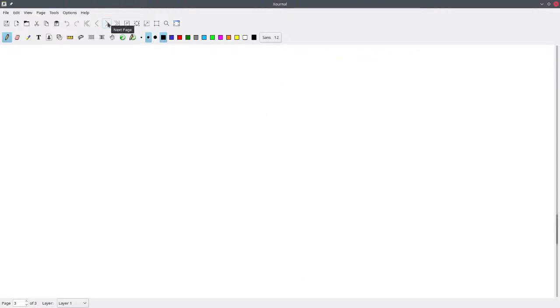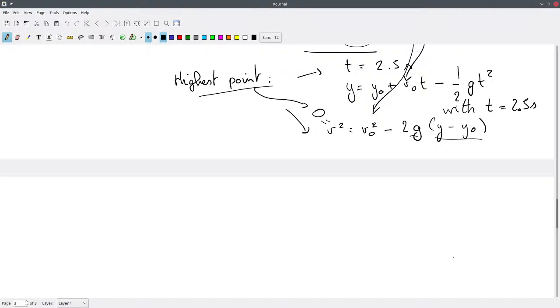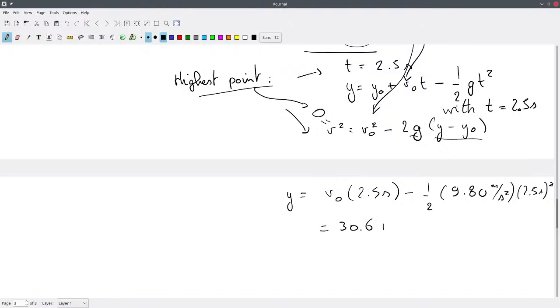And in both cases, we will indeed find the same answer, and that answer will be, let's use for example the first approach there. So y is y0, which is 0, plus v0 times 2.5 seconds minus 1/2 times 9.80 meters per second squared times 2.5 seconds squared. If we plug in those numbers, we'll find 30.6 meters.